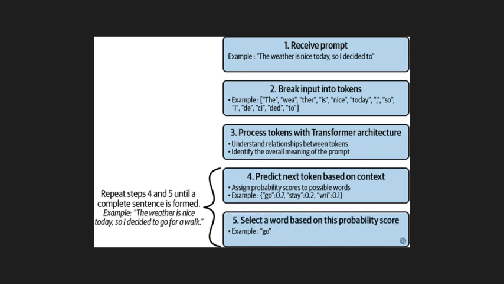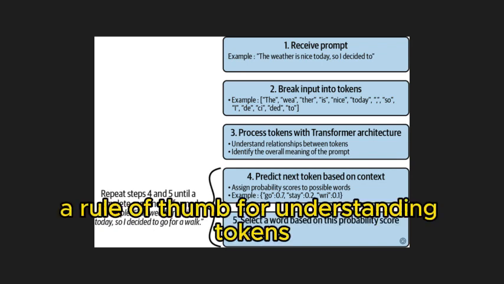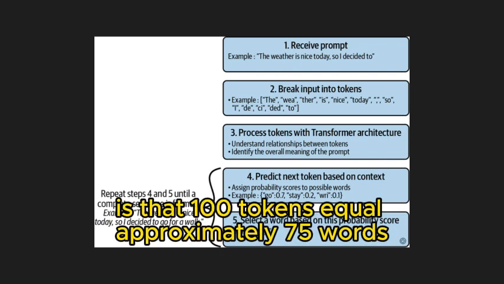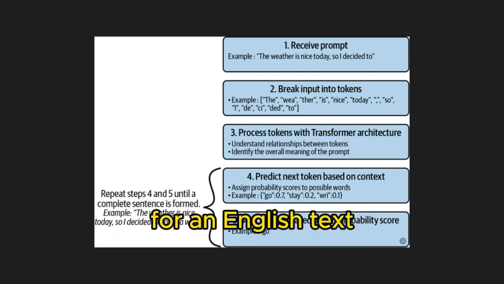Tip: a rule of thumb for understanding tokens in terms of word length is that 100 tokens equal approximately 75 words for an English text. Figure 1-5. The completion process is iterative, token by token.